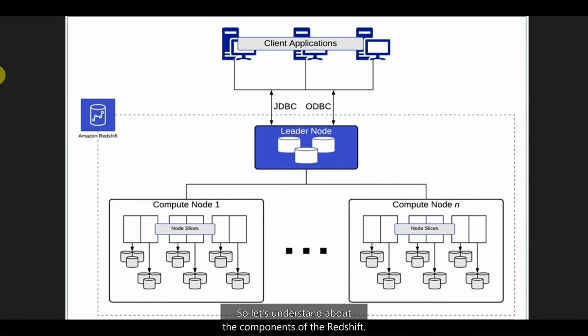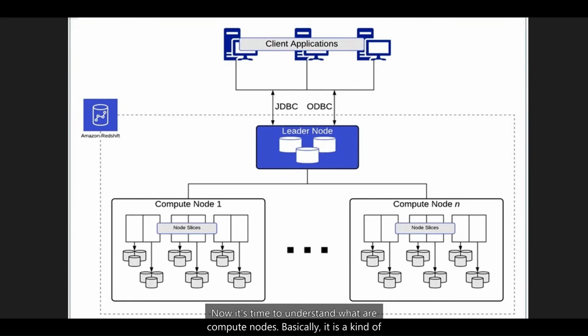So let's understand the components of Redshift. The client application of Amazon Redshift basically interacts with the leader node using JDBC or ODBC connectors. JDBC means Java Database Connectivity and ODBC stands for Open Database Connectivity. The Amazon Redshift service using a JDBC connector can make connections from other client applications, whereas the ODBC connector allows a leader node to have a direct interaction with Amazon Redshift.